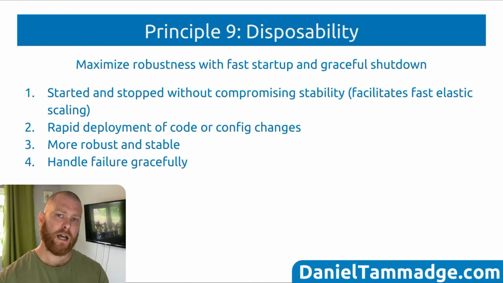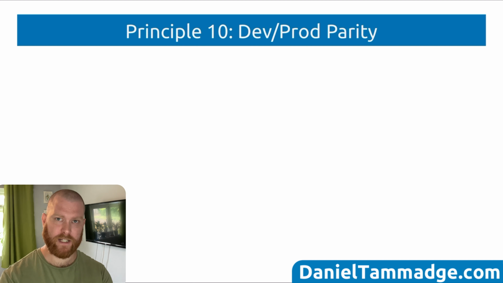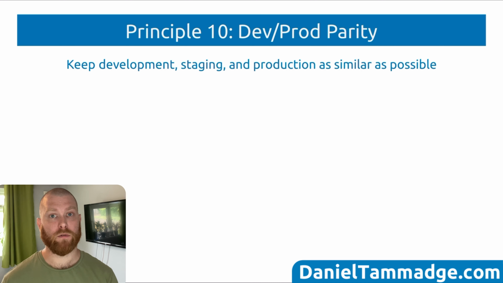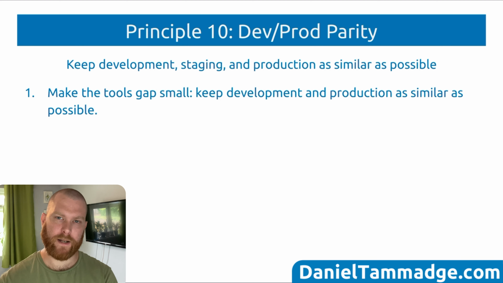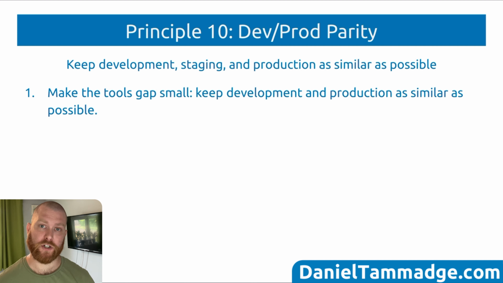Principle 10, dev/prod parity. I believe I pronounced that wrong, but it's keep development, staging and production as similar as possible. This principle emphasizes the importance of keeping development, staging and production environments as similar as possible, because by doing so, developers can ensure that software is tested in a consistent environment and will work the same way in production.